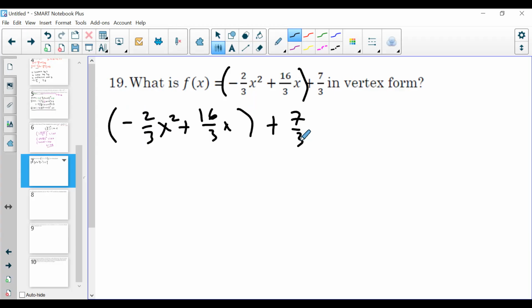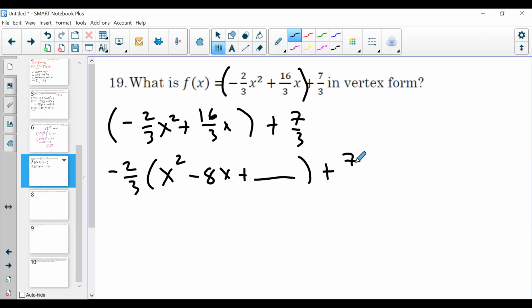So I'm going to take this negative 2 over 3 and I'm going to factor it out. So when you factor it out, I have negative 2 over 3. Inside the parentheses, I have x squared. You factor out a negative 2/3 out of 16 over 3. You multiply by the reciprocal, so you have 16 over 3 multiplied by negative 3 over 2. That gives you a negative 8x. And I'm going to have some blank. And I have the 7 over 3 on the outside. And whatever is in that blank, I'm going to subtract it outside too. Right? I have to keep the equation even.